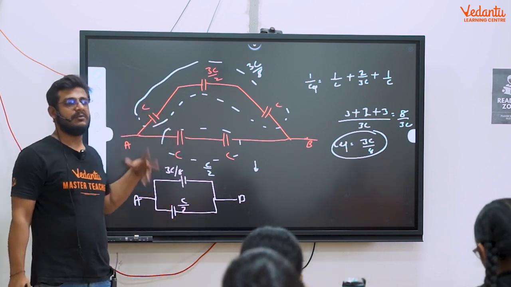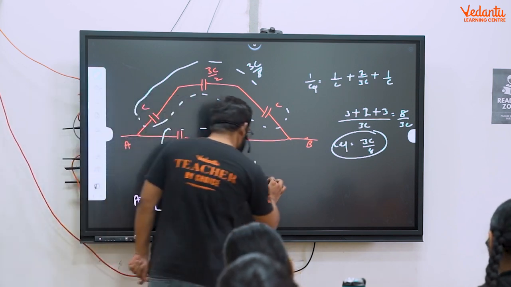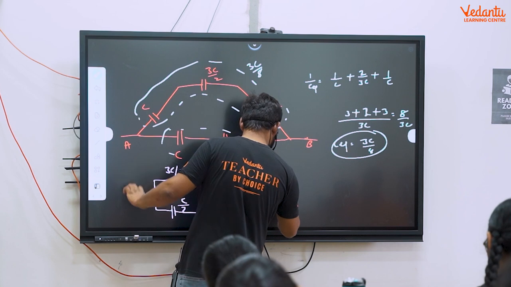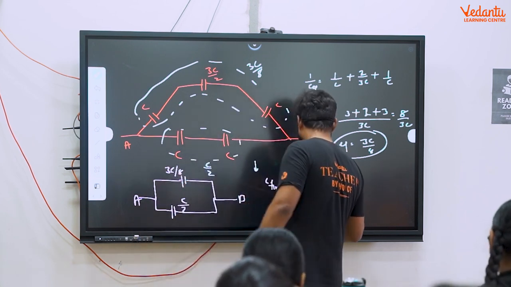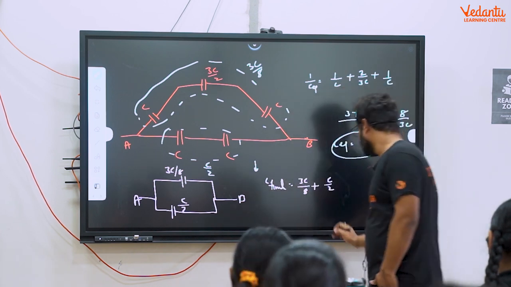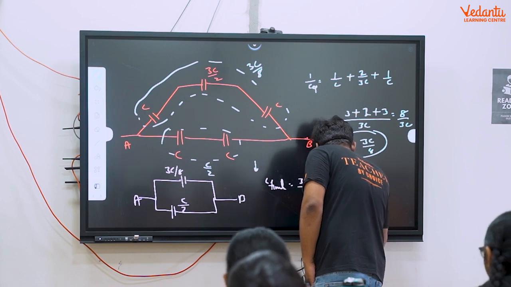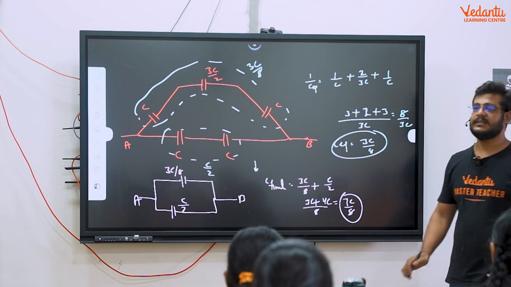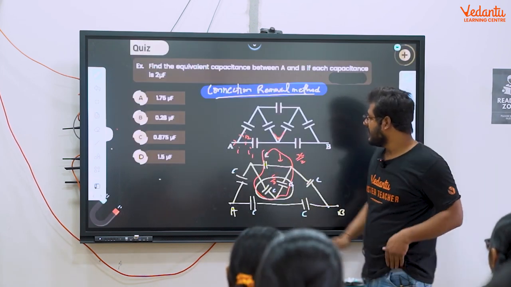Now you tell me, are they connected in series or parallel? If they are in parallel, how will we find the total capacitance? It will get added. So this total capacitance C final will become 3C by 8 plus C by 2. Now again we have to take the LCM. How much is the LCM? 8. 3C plus 4C, 7C by 8. This is our answer. Understood? Now let's have a quick summary.